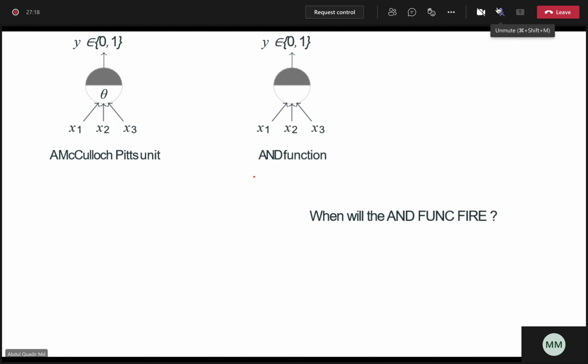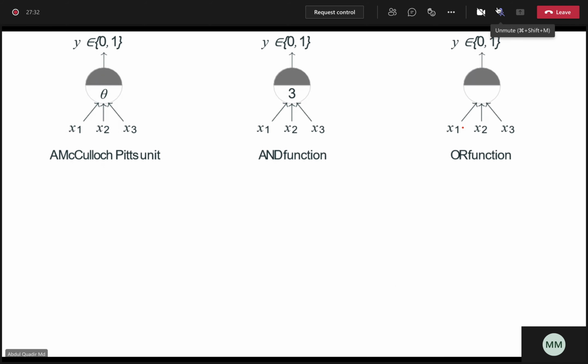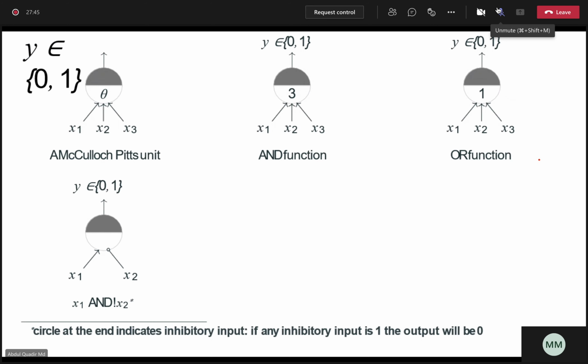For the AND function, when will it fire? If I have all the inputs as 1, 1, 1, so 3, in this case I set the threshold to 3. But what about the OR function? If I have 1, 0, 0, the minimum value I can keep for the threshold is 1. Can you see, I am making it fire.